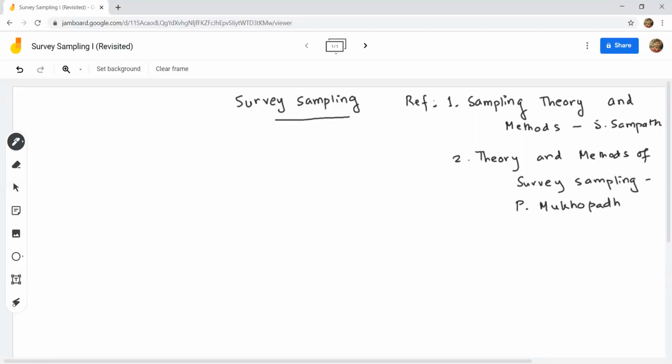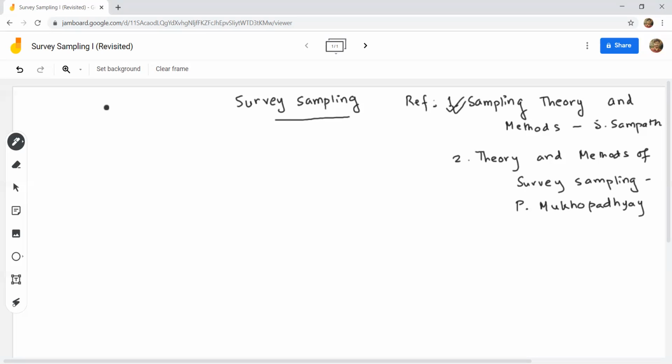So the second book might not be available online. You can obviously buy this book, but this book is available in PDF, and this has many problems. So you can try solving problems from this book. But for theoretical parts, you can try to read the second book. But it is not necessary. But if you are curious, you can try reading this book.